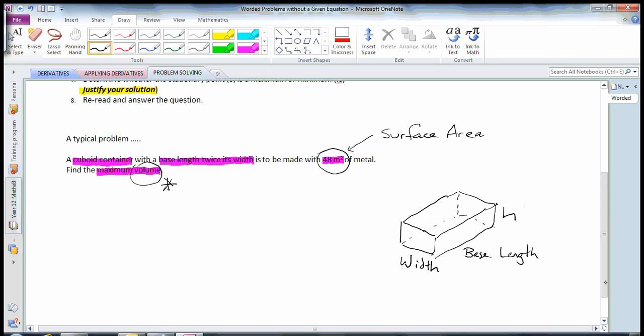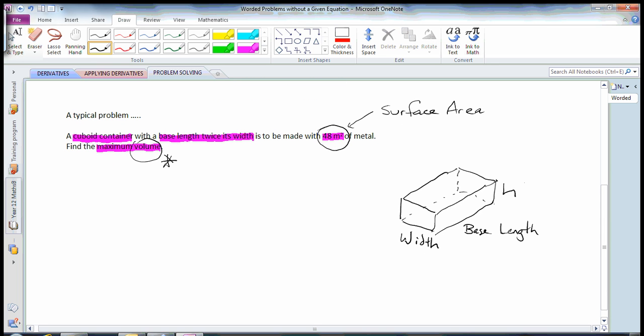So what we need to do now is to try and use variables to represent those as much as possible. Now I've used h for height already. What I will do with my width is use an x to represent that, and because my base length is twice the width, I can write the base length as 2x. So there's a relationship going on there that helps me. If I then look at the quantity that I'm optimizing, the quantity I'm optimizing is volume, so I'll write an expression for volume. So volume equals my width times my length times my height. So I've got an expression which is 2x squared times the height of the prism.